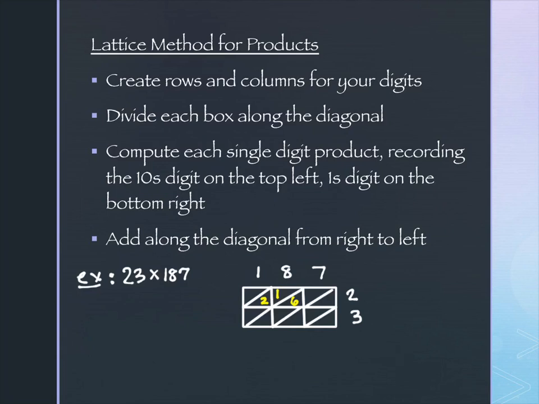So the next one I have is the 7 and the 2, which give me a 14. Now I have the 1s and the 3s. It's a 3, so I'm going to put it right here. I have the 8 and the 3, which is a 24. And then I have a 7 and a 3, which is a 21.